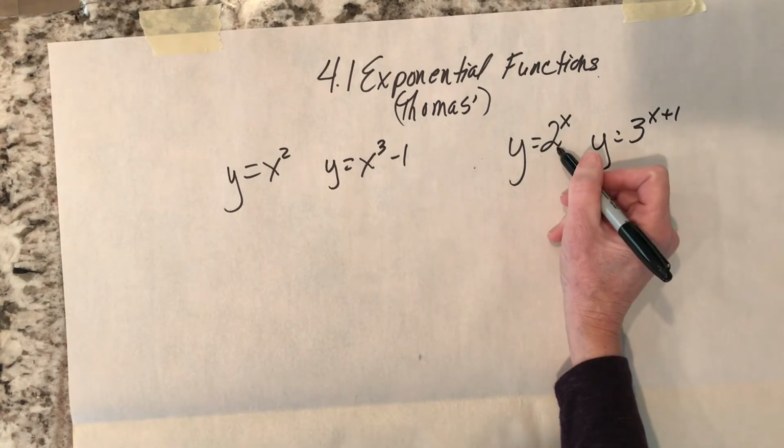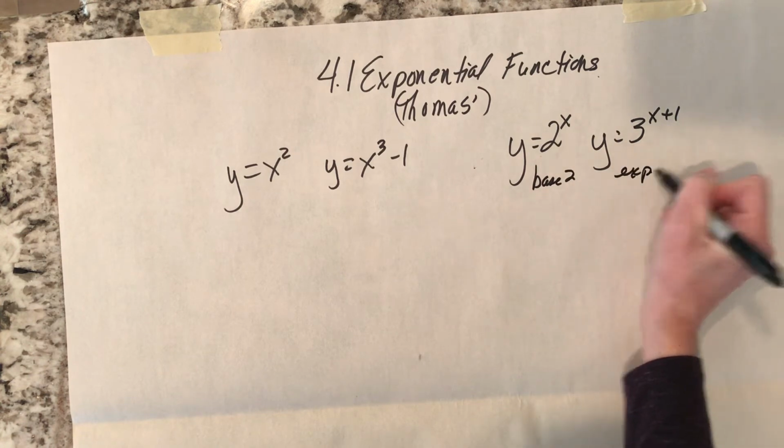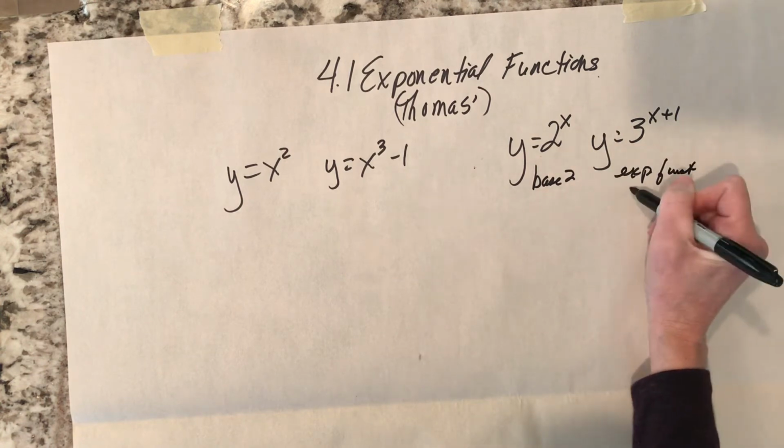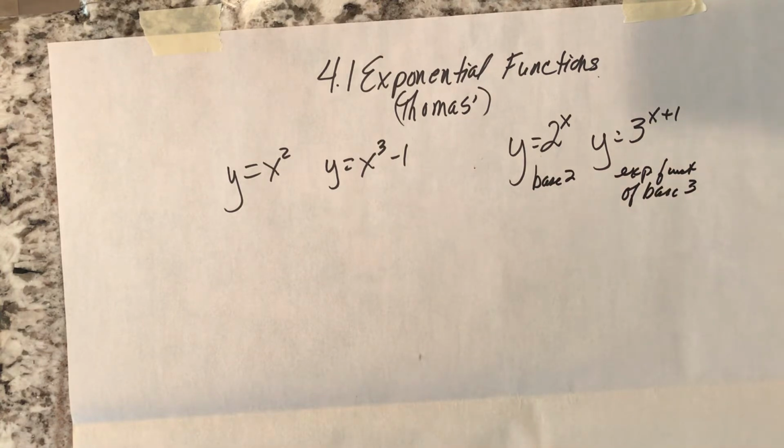So this would be an exponential function of base 2. This would be an exponential function of base 3. I don't care how you say it. That's not a big deal. Okay, let's look at the Get Ready section, where we're looking at A, B, C, and D, and looking at negative exponents. I think this is a reminder to you.